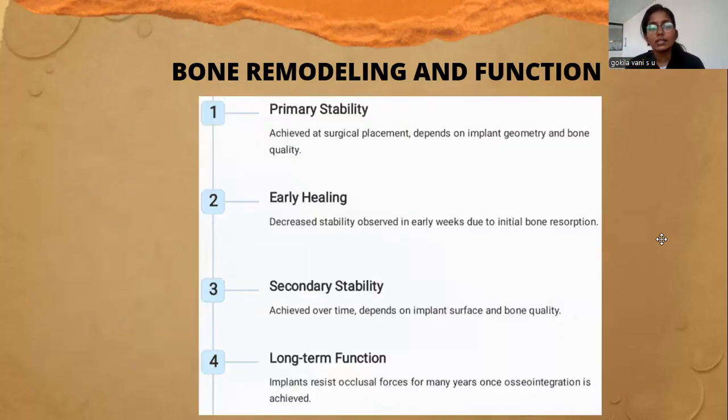So bone remodeling: primary stability is achieved, as I said, at the time of placement, and early healing is during the initial weeks where initial bone resorption occurs, and then secondary stability is achieved over time, and long-term function, where the implant resists occlusal force for many years once the osseointegration is completely achieved.